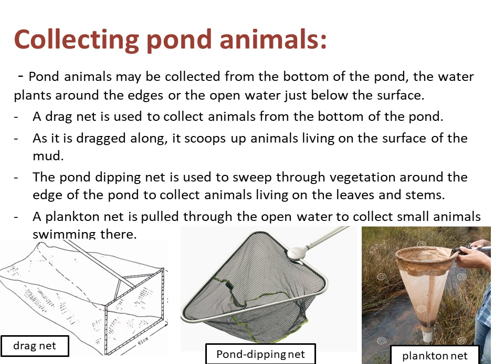The pond dipping net is used to sweep through vegetation around the edge of the pond to collect animals living on the leaves and stems. And the plankton net is pulled through the open water to collect small animals swimming there.